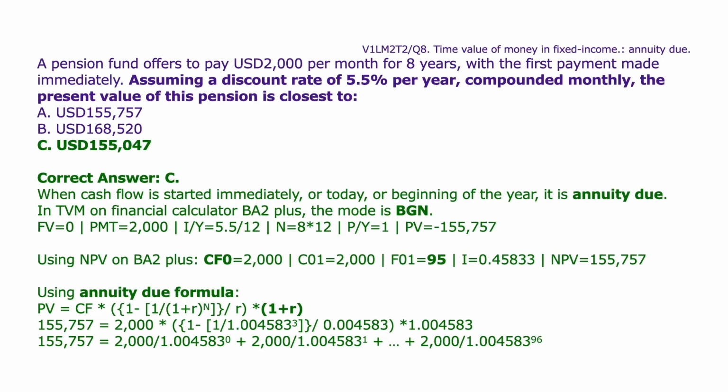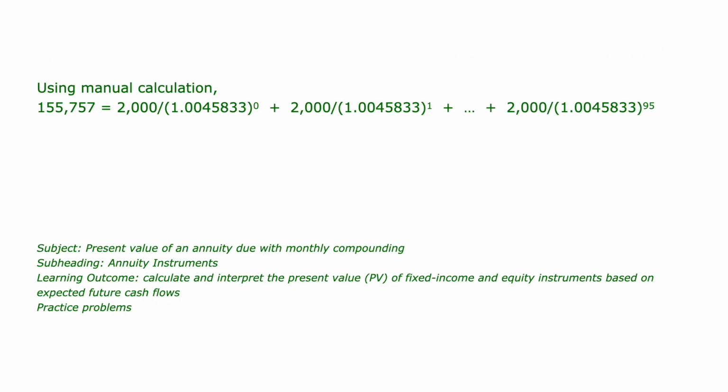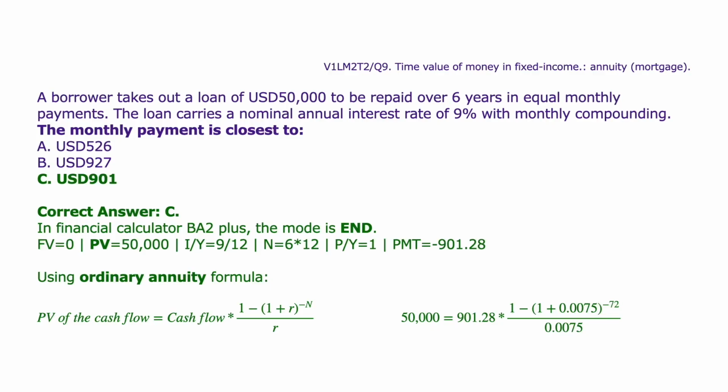Using the annuity due formula, there is an addition, 1 plus the discount rate, which differentiates it from an ordinary annuity. Using manual calculation, cash flow starts at the beginning, plus another 95 periods. Using the financial calculator BA2+, when a borrower takes out a loan, it is the present value, not the future value.